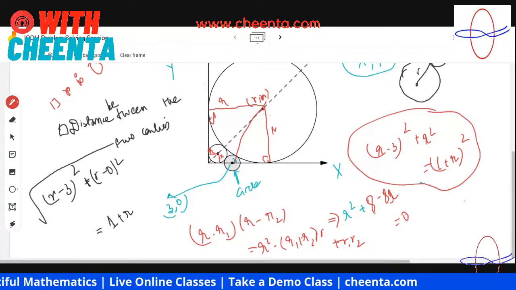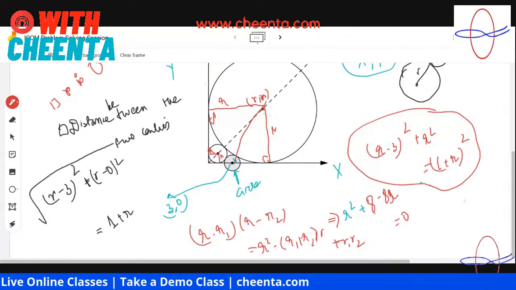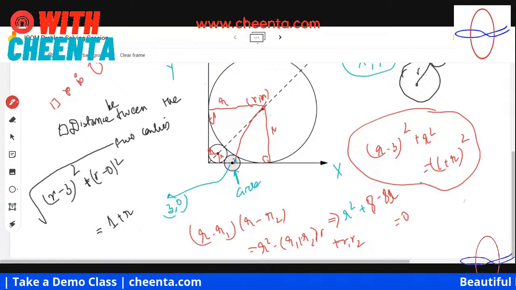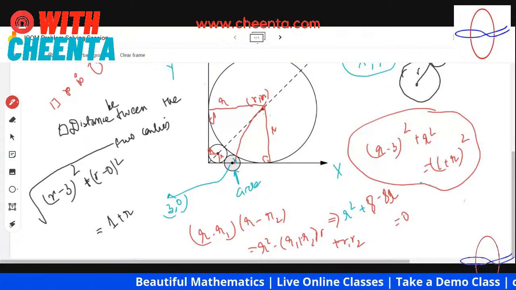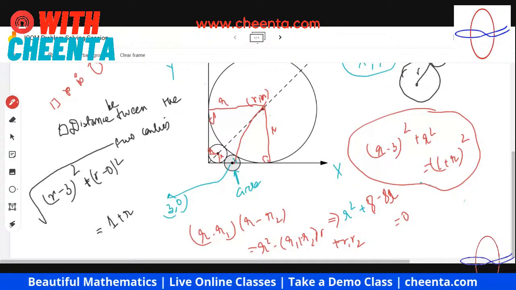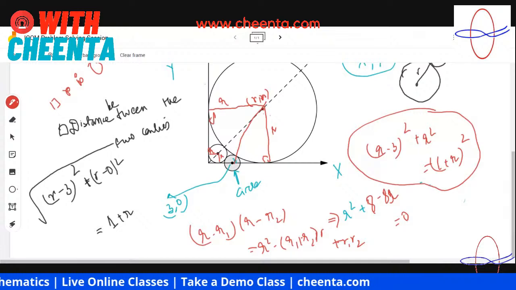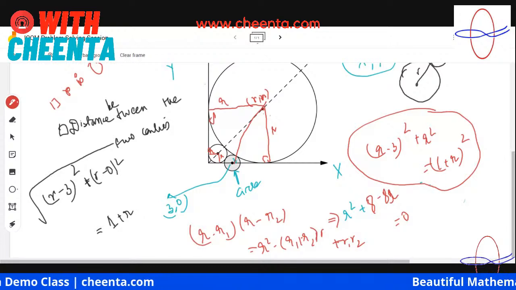And then when you expand it, you get r squared minus (r1 plus r2) r plus r1 r2. So we see that r1 plus r2 is given by the negative of the coefficient of r. Therefore, 8 is the sum of the roots. Okay? All of you understood? All of you understood, guys?